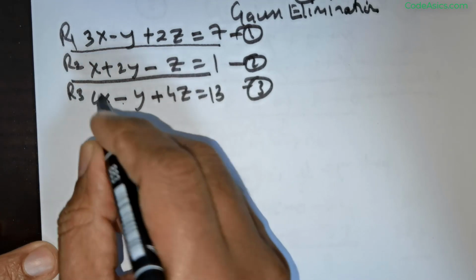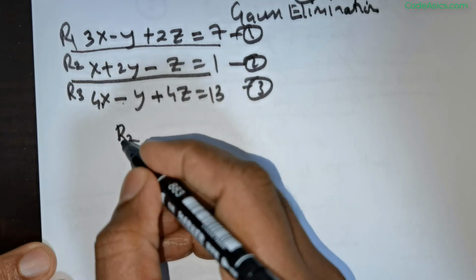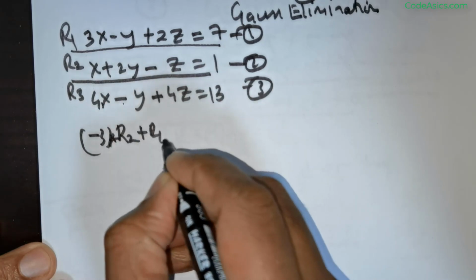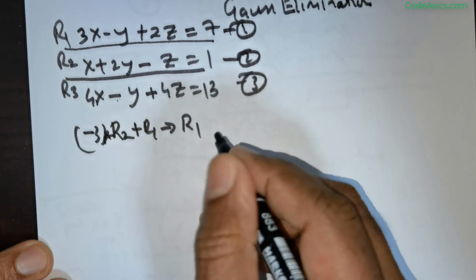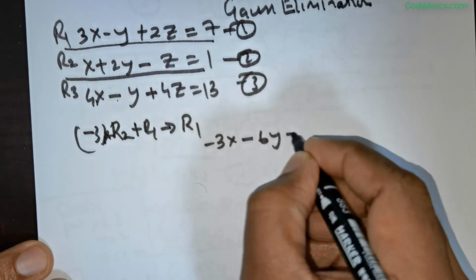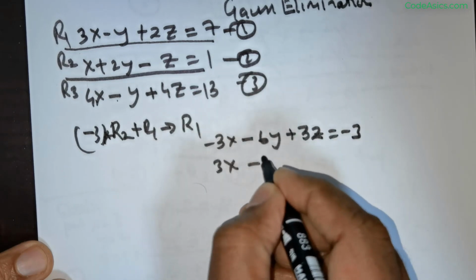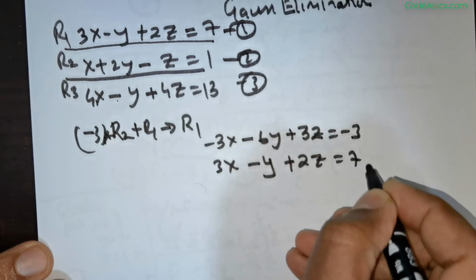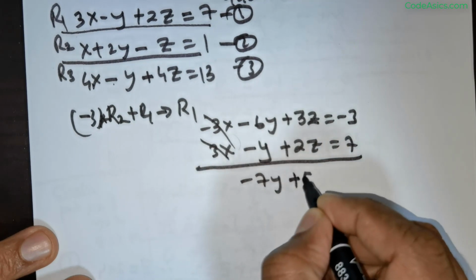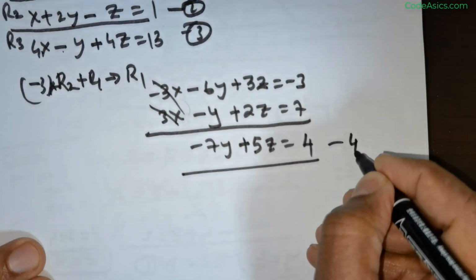Having mentioned that, as I told you, I've made the choice. This is my row 2, and I will multiply this by -3 and add it with row 1, and that would produce the new row 1. So let's do that. -3 times x is -3x, -6y, +3z is equal to -3. And my row 1 is 3x - y + 2z is equal to 7. So we add them, and this gets eliminated. This produces -7y, this produces 5z, and this produces 4. So this is going to be my equation 4.